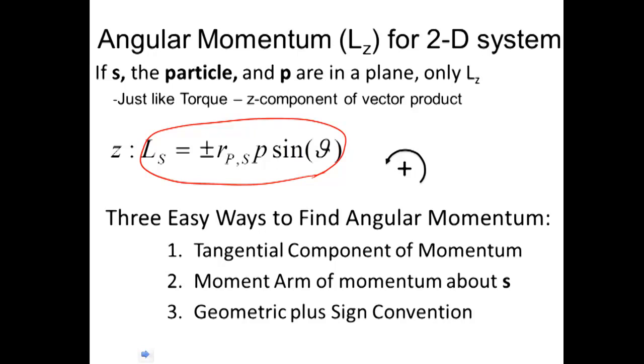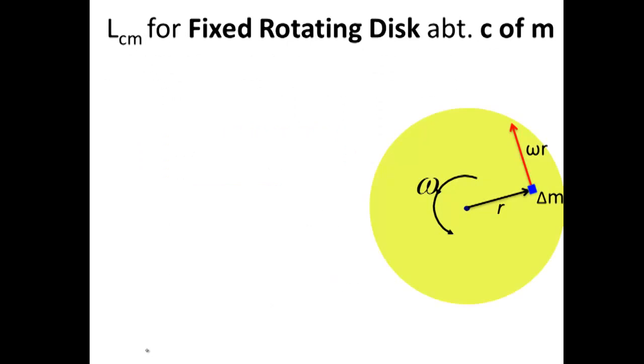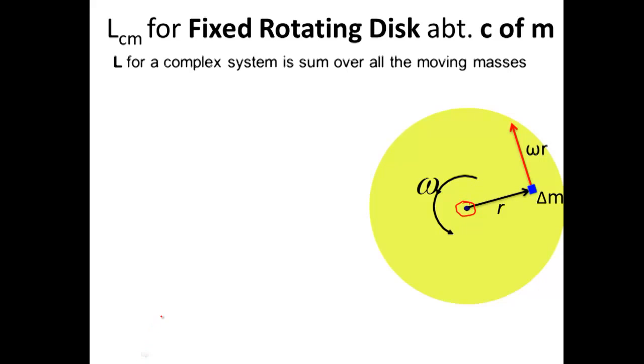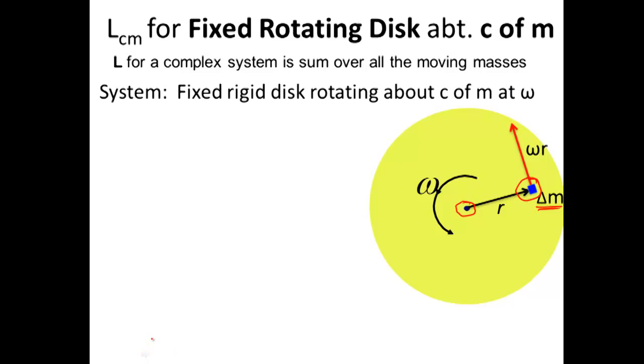Now let's consider a special case, which is that of a fixed rotating disk, and it's rotating about the center of mass. So this is the point we're going to find the angular momentum. And the way we're going to find the angular momentum is by remembering that the angular momentum for a complex system is the sum of all the moving masses. And so we're going to consider a little piece of mass like this little delta m here, and ask, okay, so what it's doing, let's find its angular momentum.